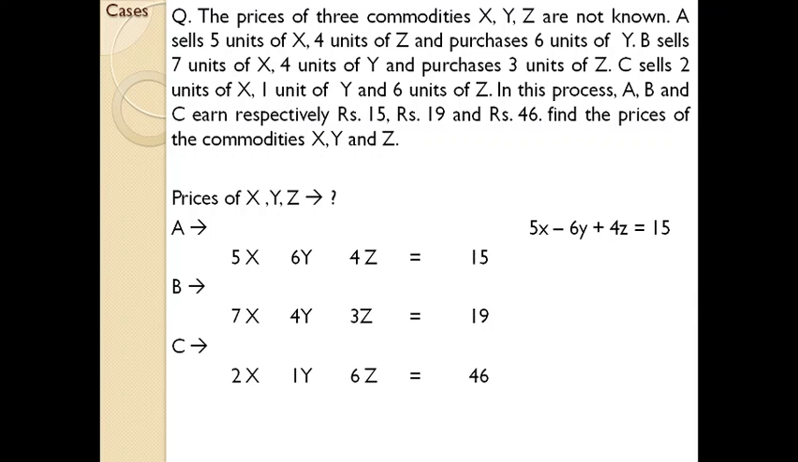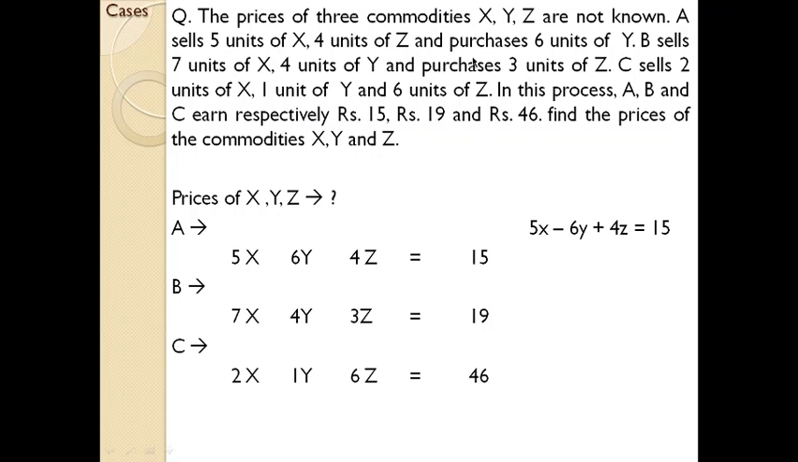Whenever you are buying something, meaning you are purchasing something, your cash balance is decreased. So in that case, you will use the minus sign. Now go through the question regarding A. A sells 5 units of X, meaning he has sold 5 units of X. When a sale comes, the income of that person increases. So here it is plus. Plus 5X is implied as 5X.